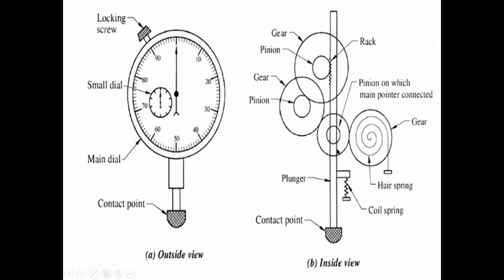Again, this anti-clockwise rotating gear simply rotates the pointer in the anti-clockwise direction, in order to represent the variation in the surface on the dial. Finally, this hairspring and this gear setup is used to bring this pointer back to its initial position. This coil spring is meant for maintaining the contact between this plunger end point and the work part here, right?